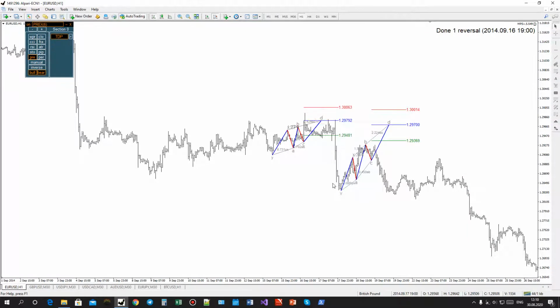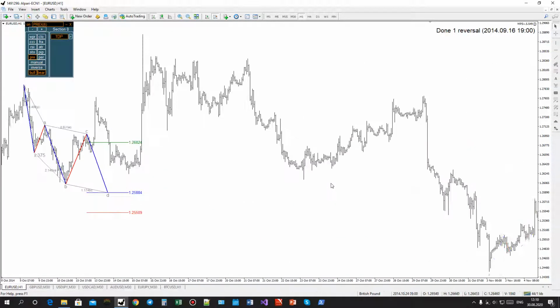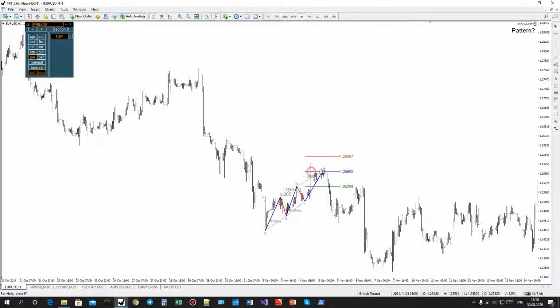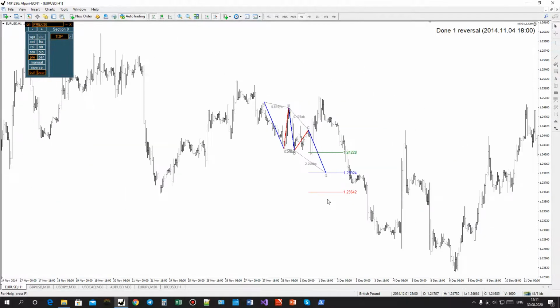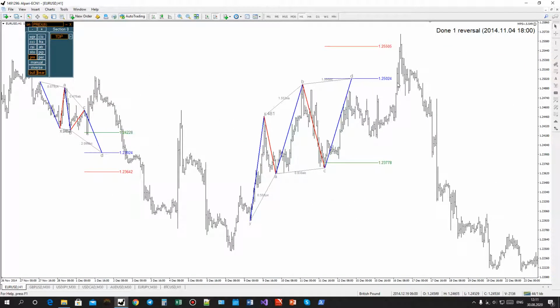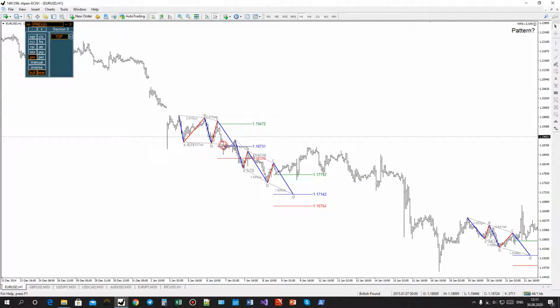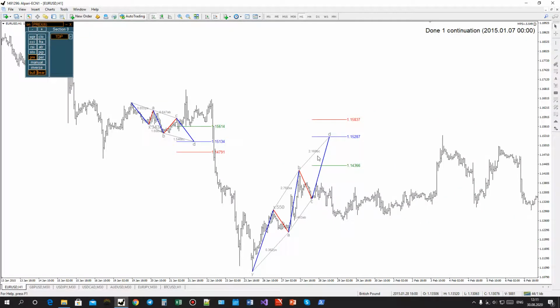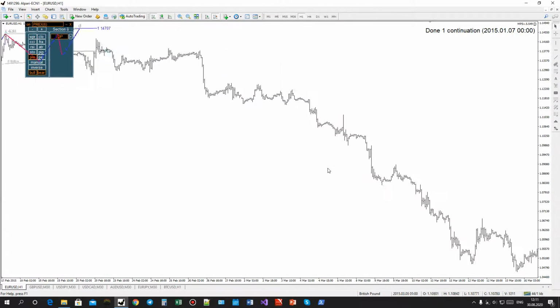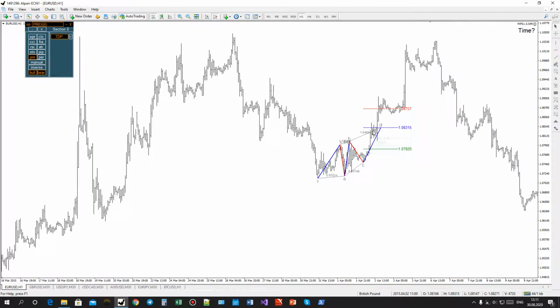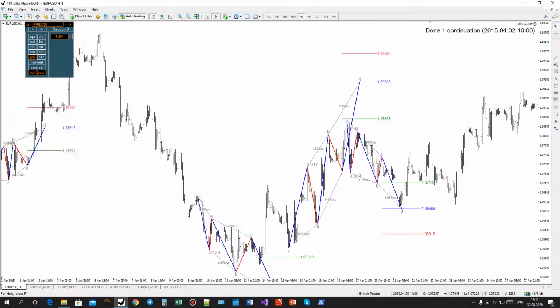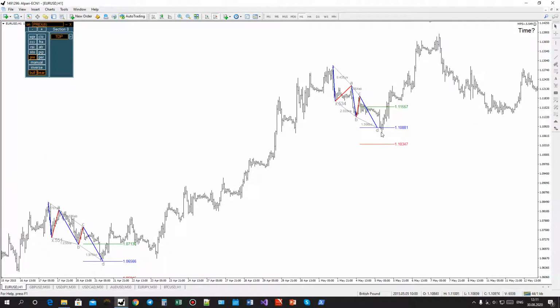This one is a win. This one is a win. Probabilities. This one is a loss. This one is a loss. Second one didn't complete. No completion. This one is a loss. Okay. Oh, 3 patterns, none of them complete. This one is a win.